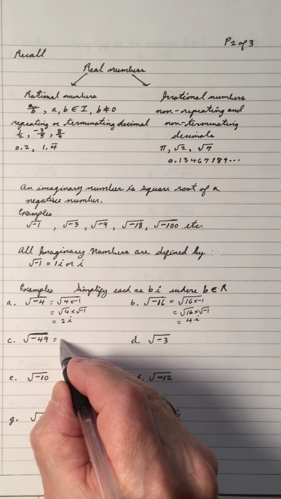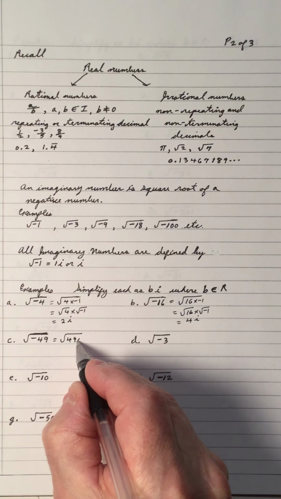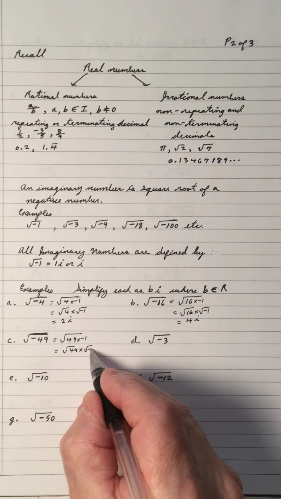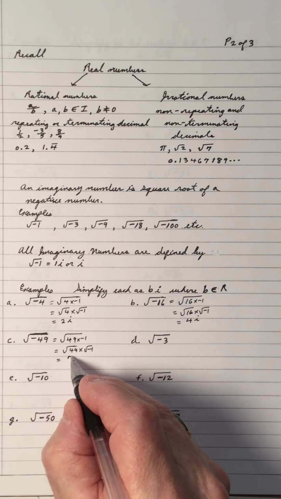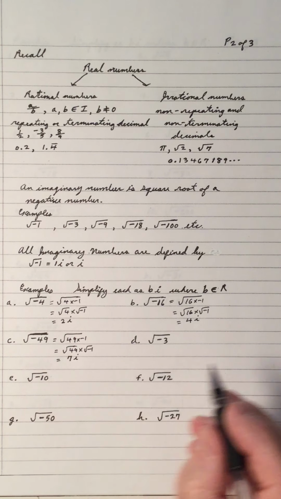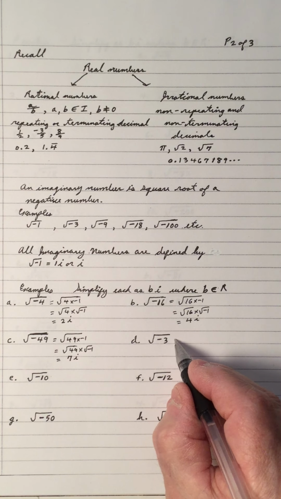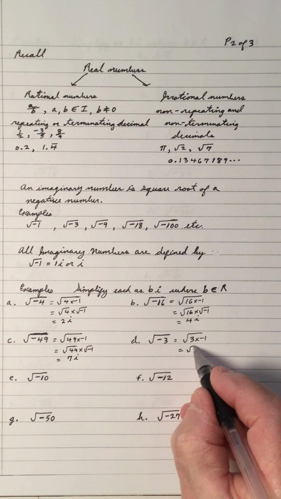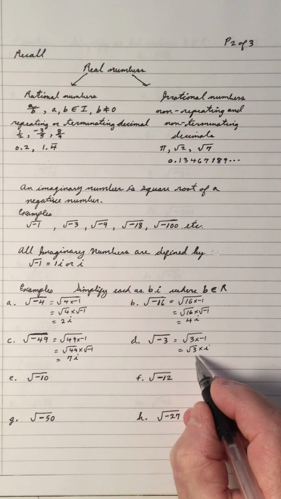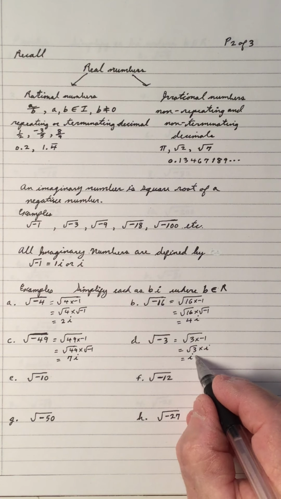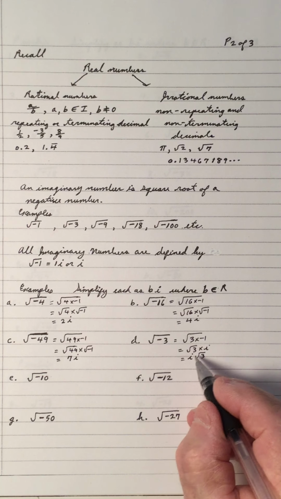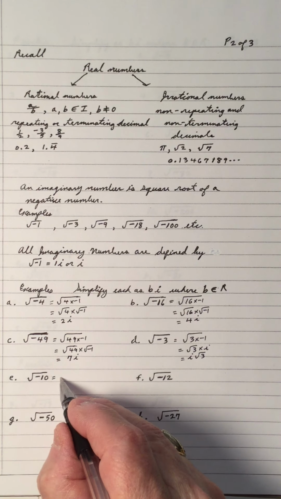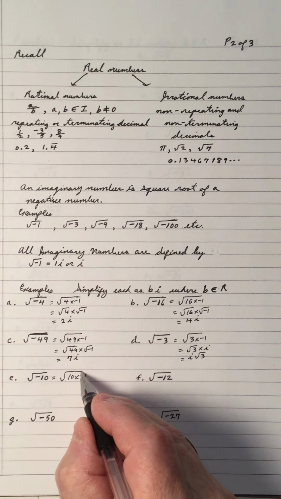The square root of negative 49 is the square root of 49 times negative 1. That's the square root of 49 times the square root of negative 1. The square root of 49 is 7. The square root of negative 1 is i. And we have the square root of negative 3, the square root of 3 times negative 1, which is the square root of 3 times i. And when we have a radical, normally most textbooks and teachers will put the i in front of the radical, not behind it.